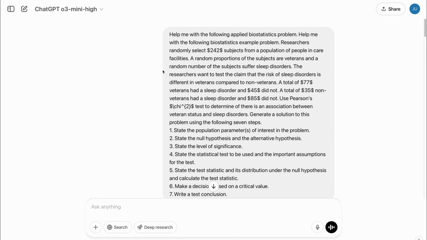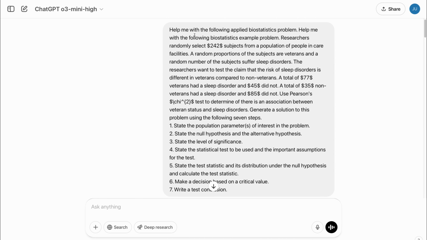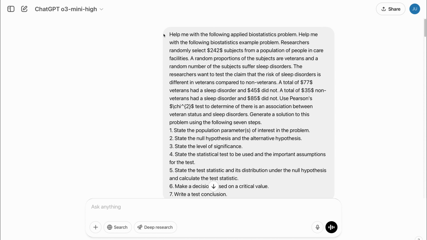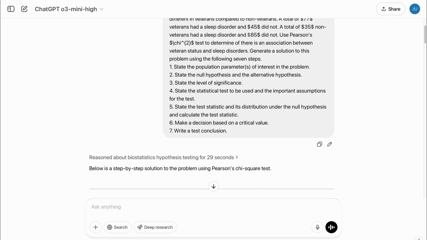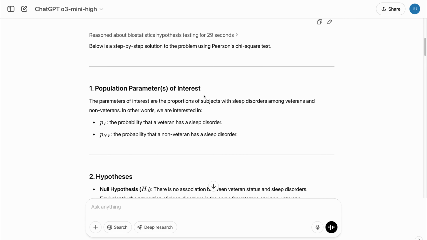So let's have a look at what ChatGPT does. I've got o3-mini-high there, and I've typed in my problem. Remember that I put a link to the prompt, or at least copy and paste the prompt, down in the description. I say, help me with the following biostatistics problem. I paste the problem in, and I also say, generate the solution based on our 7 steps. And I write the 7 steps out. Let's have a look at that.